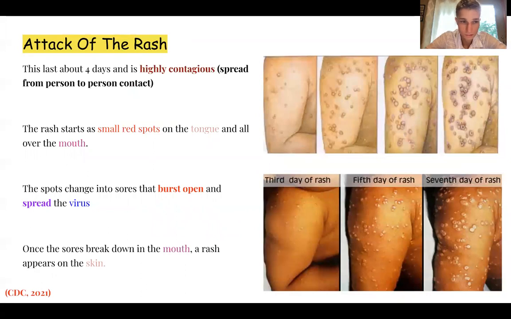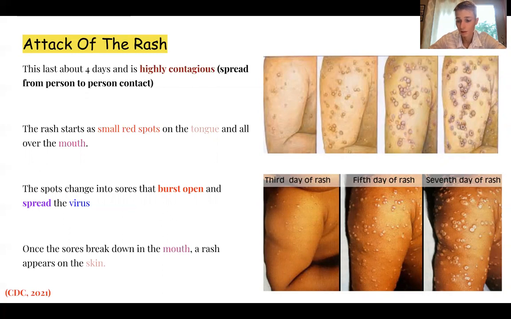When the rash begins, and it lasts about 4 days, it's highly contagious. Smallpox is spread through person-to-person contact. So that's body fluids, respiratory, and it gets inside you and spreads. It begins in the mouth and on the tongue, and small red spots begin to form. And then the spots begin to change into sores, and eventually they burst open and it spreads the virus throughout the body.